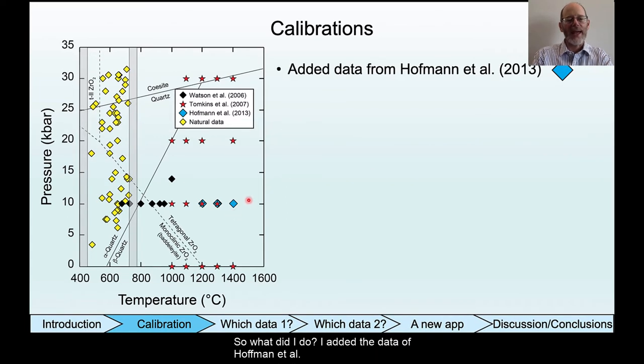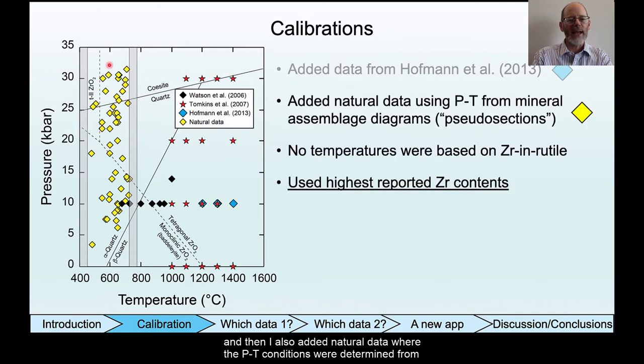So what did I do? I added the data of Hoffman et al., and then I also added natural data where the PT conditions were determined from either mineral assemblage diagrams or independent thermometers and barometers. None of the temperatures were based on zirconium in rutile thermometry. And I used the highest reported zirconium contents.